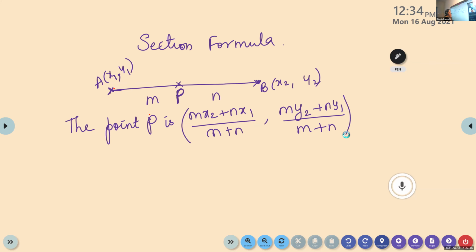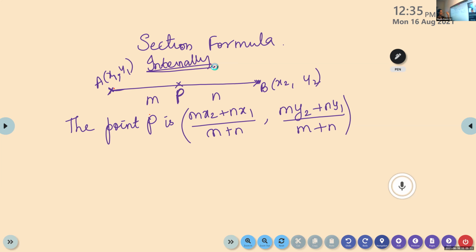The point P which divides the line segment joining AB internally in the ratio. Here the word we use is internally. Why do we say this is internally? The point P lies between A and B. That is why we use the word internally. One more formula is there, externally. It is not there for you.